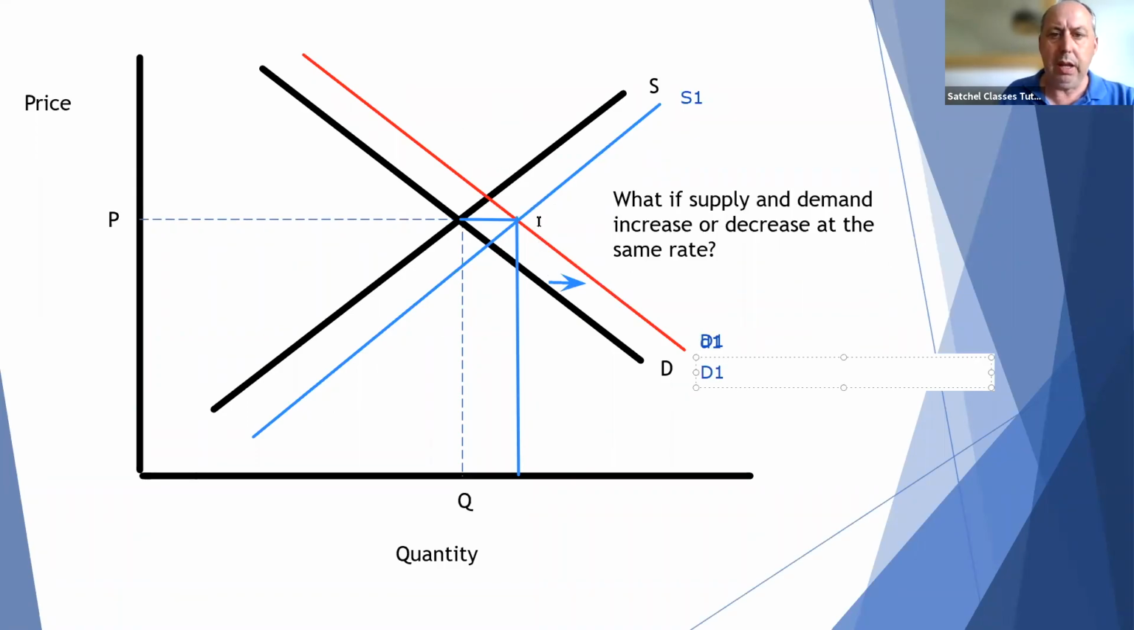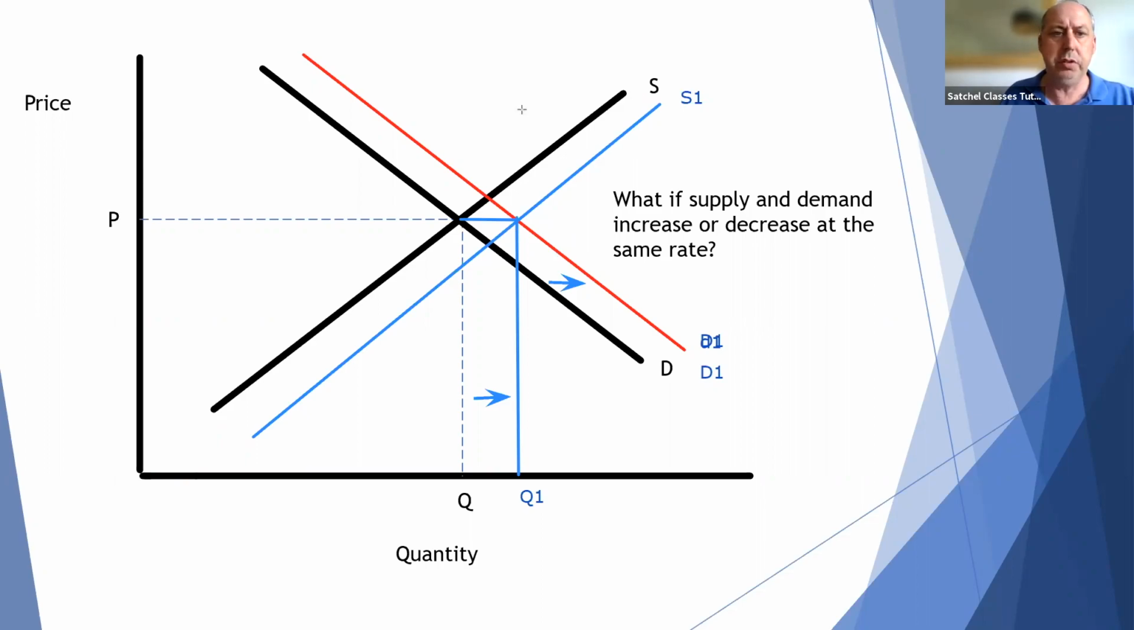We can see that the supply and the demand curves have shifted equally across to the right, creating a new equilibrium point at the same price, but we're having more of that product consumed. So we're shifting to Q1. The price remains the same, but the quantity consumed and supplied has increased. Now that's a rare occurrence where supply and demand increase equally. You can imagine in the real world, that's a hard point to meet.